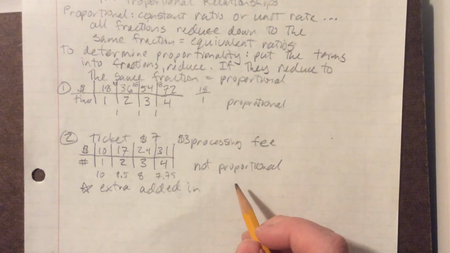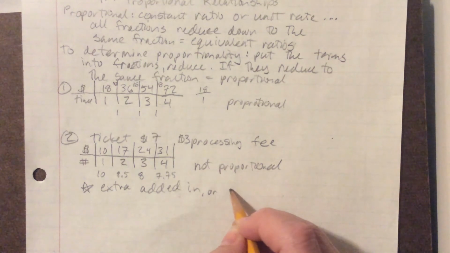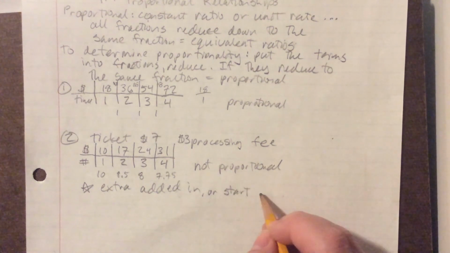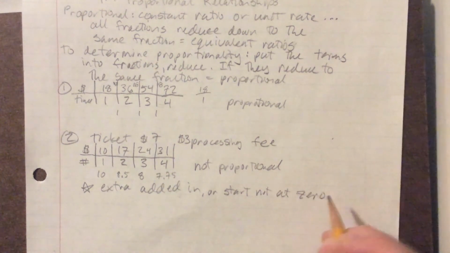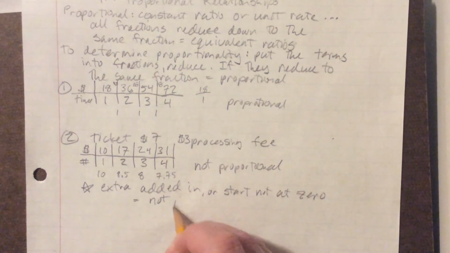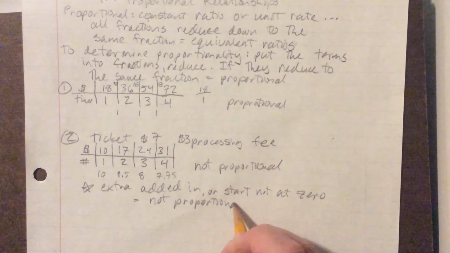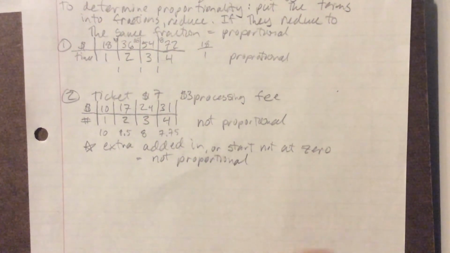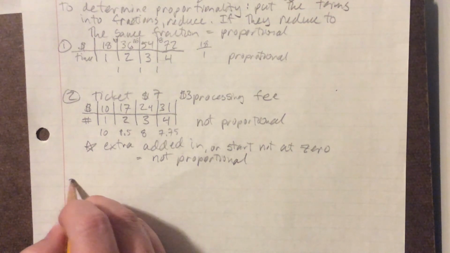A little extra something added in, or started with extra in the beginning, start not at 0. Those are clues that it's probably not going to be proportional. But I would like you to do the math anyway. Okay? Now, this is a tricky one.